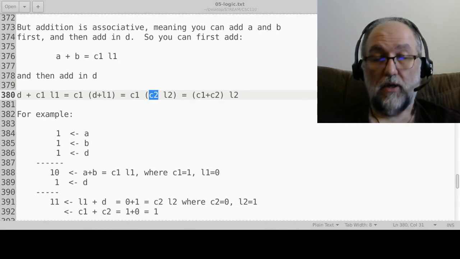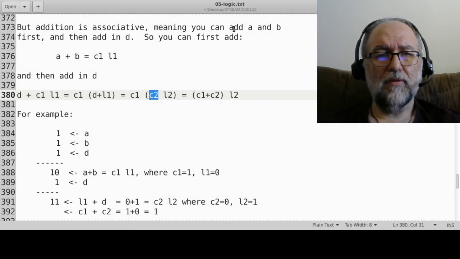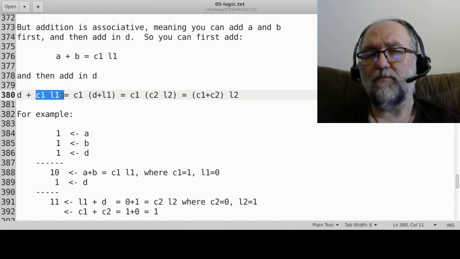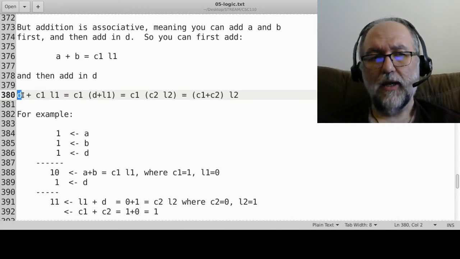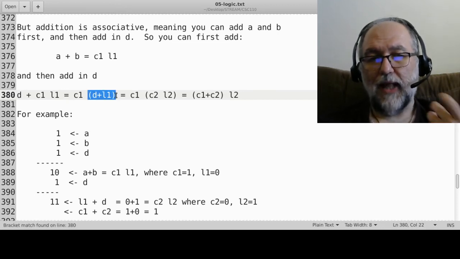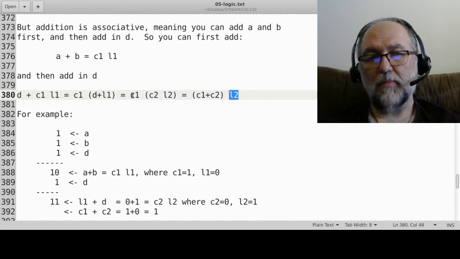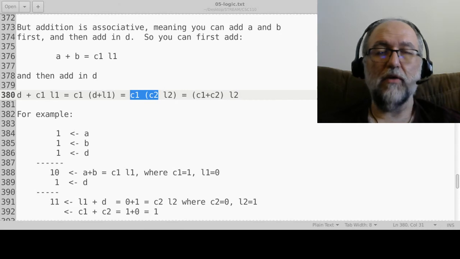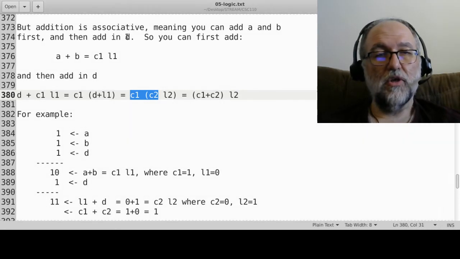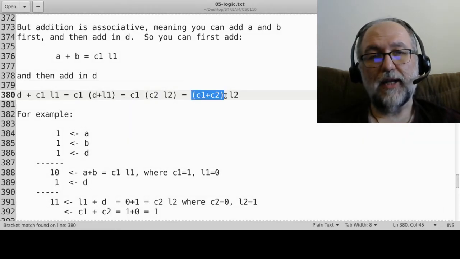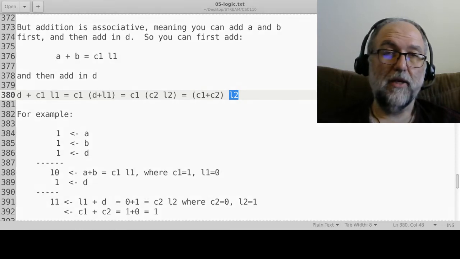I'll give you an example of this if you're losing it in the abstraction. Once again, C1 and L1 came from the first addition. Now I'm going to add in D, but what you do is you add the D to L1 first. So you go D plus L1, and that gives you a number L2 carry C2. Then you go, okay, I've got my L2. That's part of your final answer. But I've got these two carries. What do I do with the two carries? You add them together, and your final number is going to be the two carries added together, followed by L2, and there's your answer.